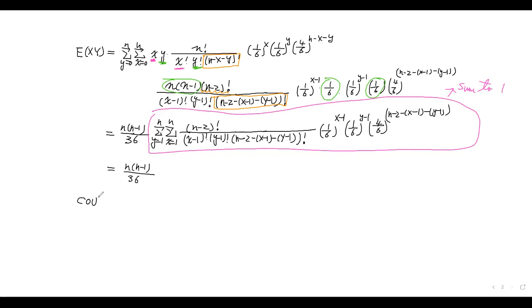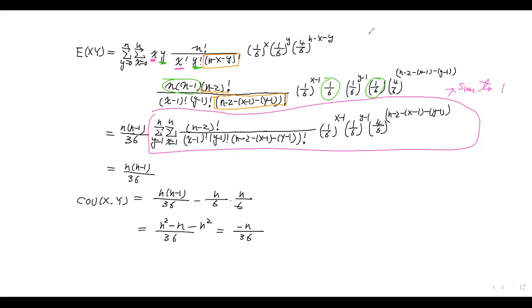So now my covariance of X and Y will just be n(n minus 1)/36 minus n/6 times n/6. So it will be (n squared minus n)/36 minus n squared/36, right? So my final answer here will be negative n/36, and this will be my covariance.